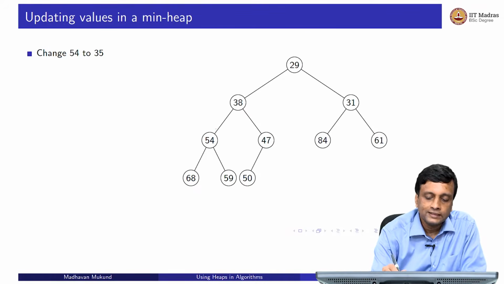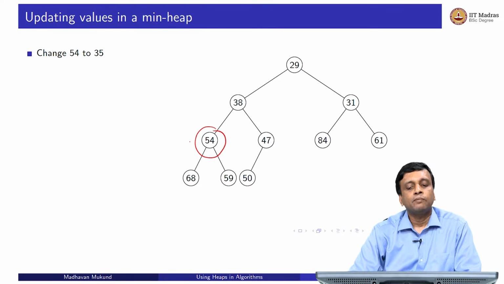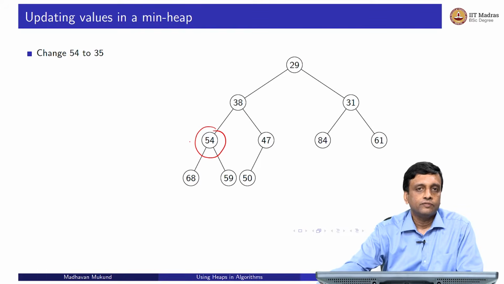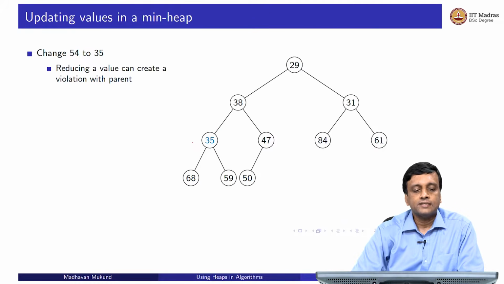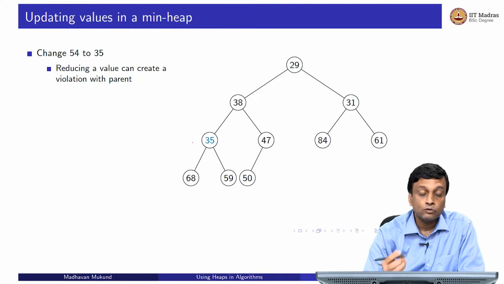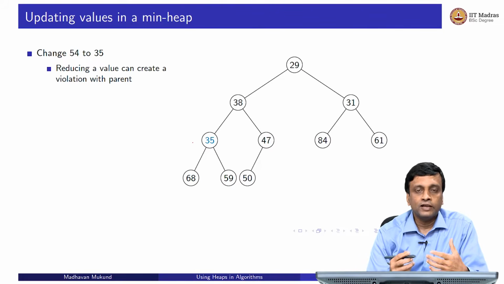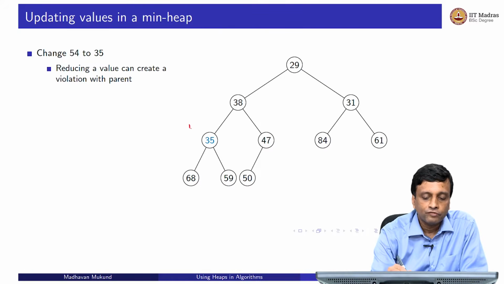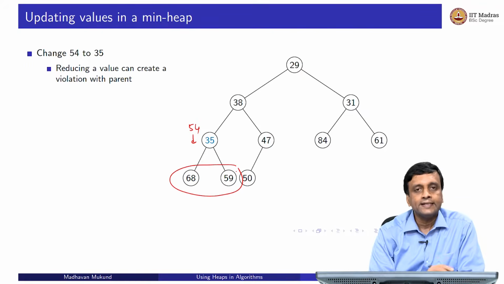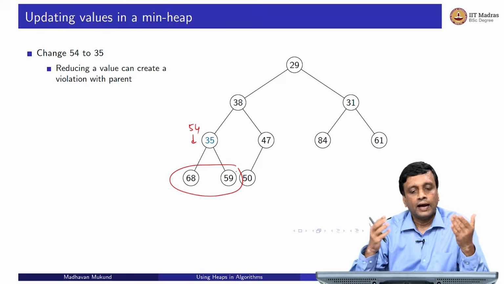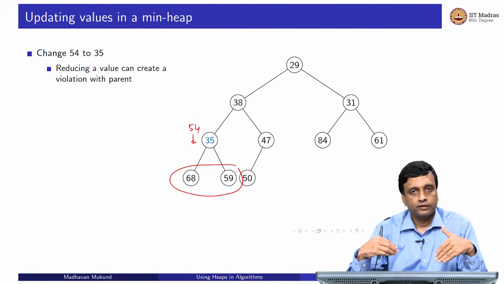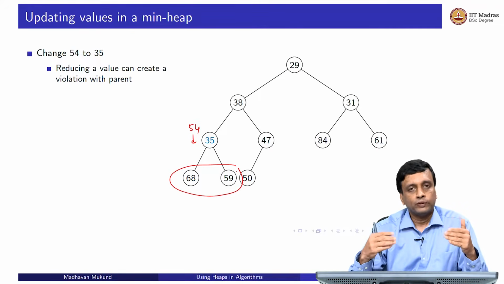So supposing we take this value 54, and we want to change it to 35. If we update it to 35, now because it's a min heap, each value has to be smaller than its children. So if I reduce this from 54 down to 35, it is definitely going to remain smaller than its children. 54 was already smaller than 68 and 59. I have taken 54 and made it 35, so there is no problem with its own children.